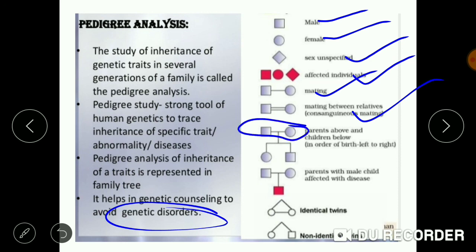These are the parents, crossing between the parents, which has resulted in two offspring, one male and one female. The parents with the male child affected, the affected male offspring, is shown by the colored square. The identical twins are shown by this symbol, while the non-identical twins are shown by this symbol.